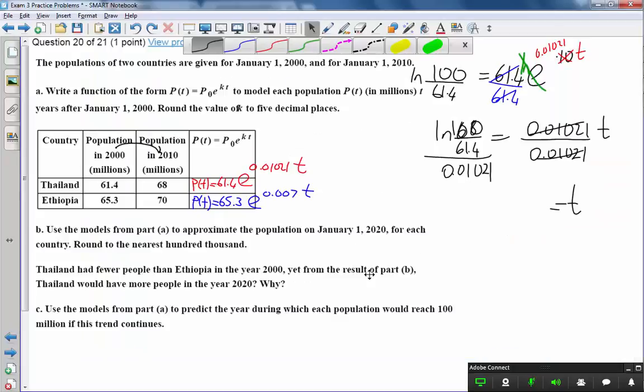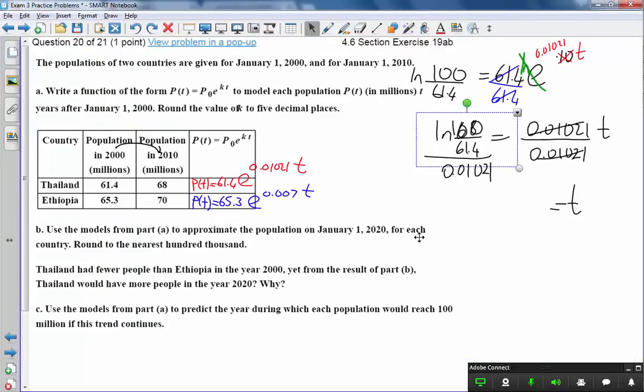Okay. So again, for Ethiopia, you're going to enter the initial population of Ethiopia, 65.3, here, and Ethiopia's rate, which is 0.0, not this of course, 695. Right here, and get the T. All right. Next question. 39. Good.